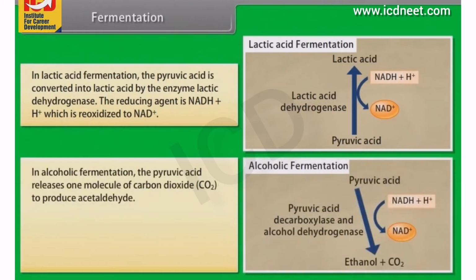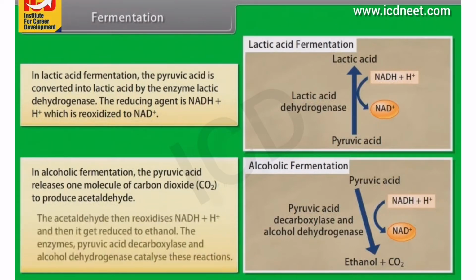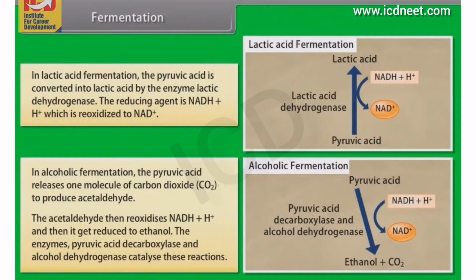In alcoholic fermentation, the pyruvic acid releases one molecule of carbon dioxide to produce acetaldehyde. The acetaldehyde then reoxidizes NADH plus H+, and then it gets reduced to ethanol. The enzymes pyruvic acid decarboxylase and alcohol dehydrogenase catalyze these reactions.